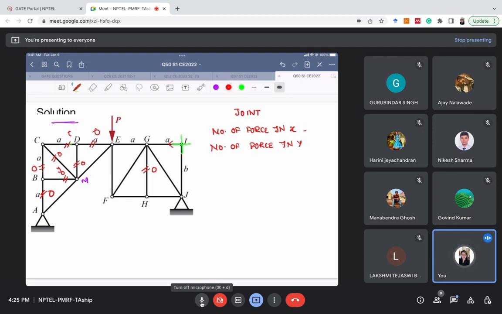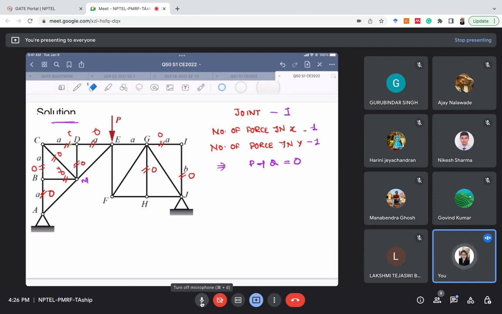I'll name this as P and this as Q. This is X and this is Y, right? Number of forces in X direction is 1. Number of forces in Y direction is 1. Since the number of forces in both X and Y direction is 1, we can conclude that both P and Q are 0, and both these members are zero force members. Right? I hope till now you are familiar with the concept.